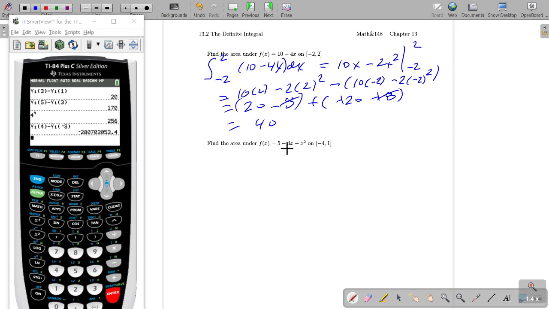So try this next one. Okay, you should have finished by now. So this is the integral from -4 to 1 of 5 minus 3x minus x squared dx, which is 5x minus 3/2 x squared minus 1/3 x cubed, evaluated from -4 to 1.